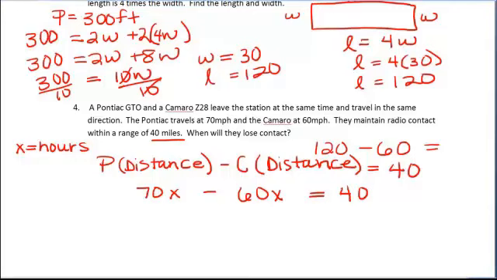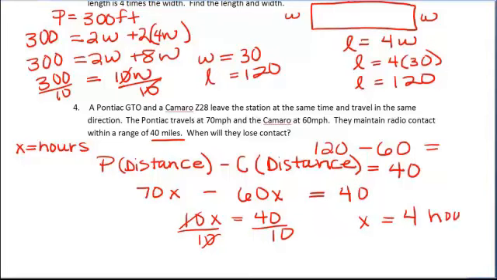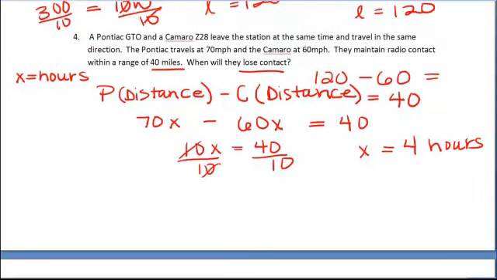So 70x minus 60x is 10x, which equals 40. And then we divide both sides by 10. And then we get x equals 4. So after 4 hours, they will lose contact because they will be 40 miles apart. So it's not so bad if you break it down, think about it a bit in the beginning, set it up, how it makes sense.